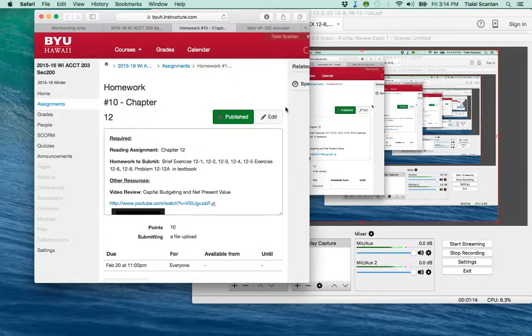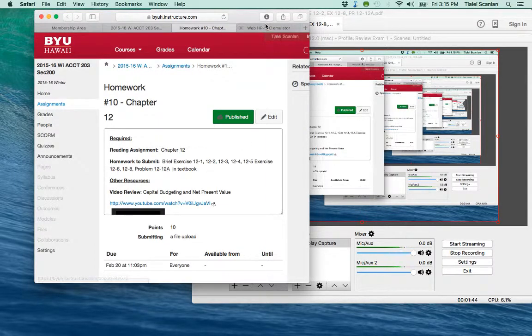We'll start off with brief exercise 12-1, on page 579. The management of Kunkel Company is considering the purchase of a $40,000 machine that would reduce operating costs by $7,000 per year. So the investment is the machine. It's going to cost $40,000, and it's going to reduce operating costs, which is like an inflow or benefit every year of $7,000. At the end of the machine's 8-year useful life, it will have 0 scrap value. The company's required rate of return is 12%.